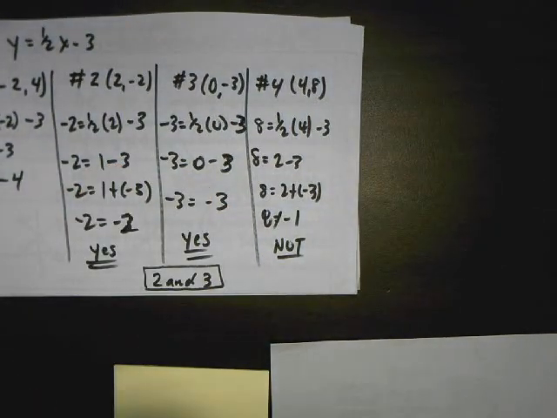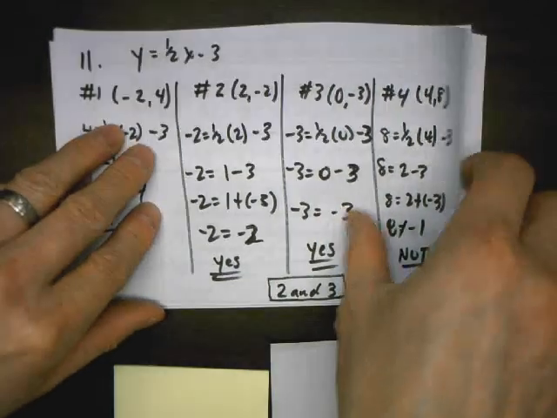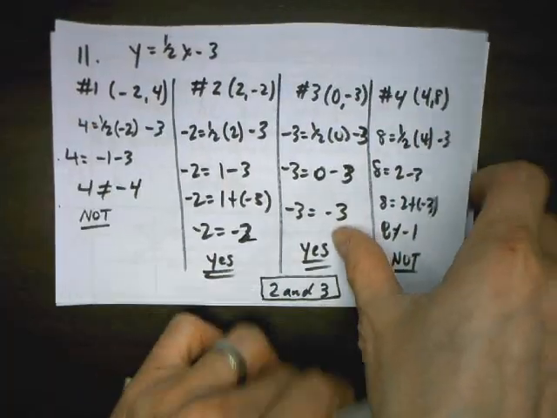The answer for number 11 were equations 2 and 3. Those points are solutions to that equation. Alright, so number 12 says, the tank had some water in it. Below are the measurements. Write the equation to show the depth of water.